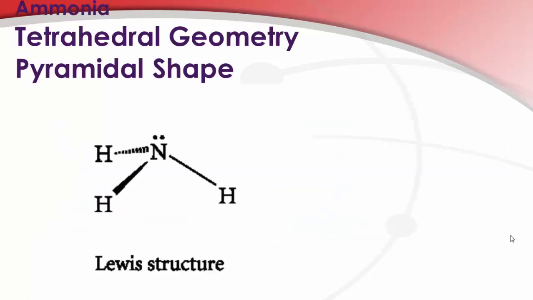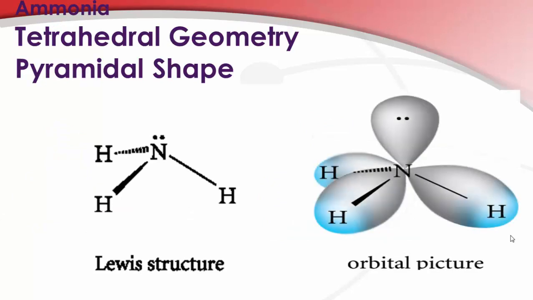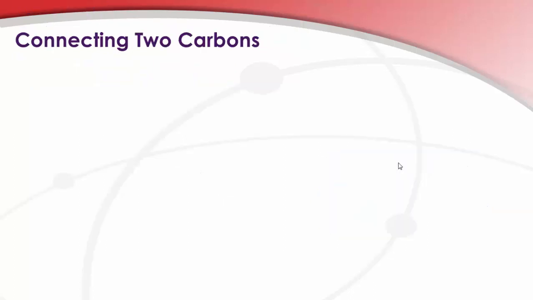In the case of ammonia, we wind up with three hydrogens around nitrogen, and the unpaired electrons form the other node in the orbital picture. Now, this does a pretty good job of explaining methane, but does it explain these larger molecules where carbon is bonding to itself? Well, in fact, it does a pretty good job of this too.